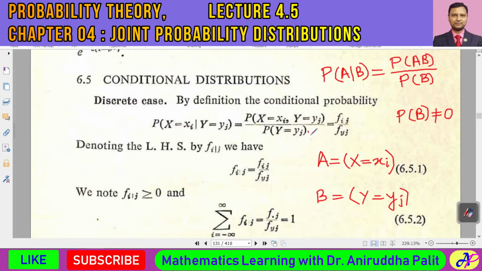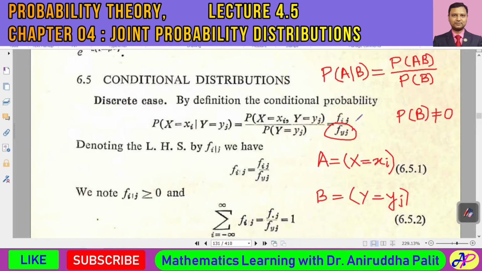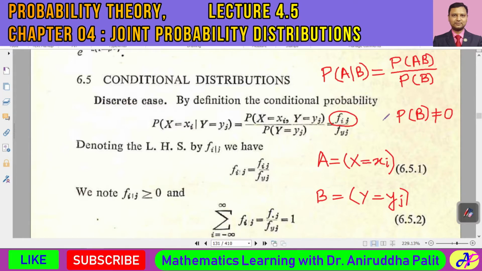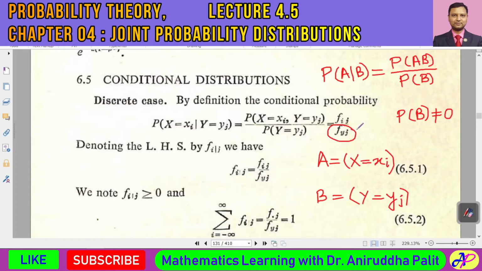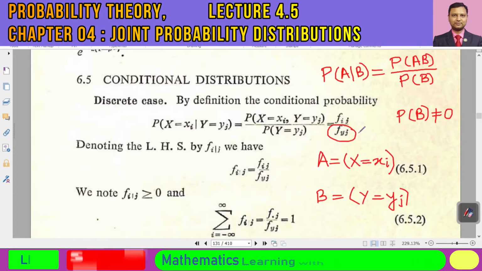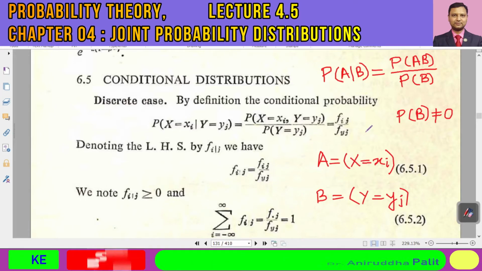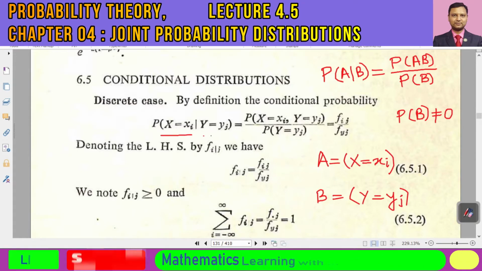Fij divided by what is this? This one would actually be equal to the marginal probability mass function. The numerator is the probability mass function of the joint probability distribution, and the denominator is the marginal probability mass function of the marginal distribution of Y. So this is the definition of probability X is equal to xi given Y is equal to yj.